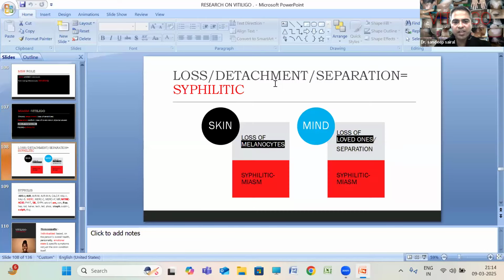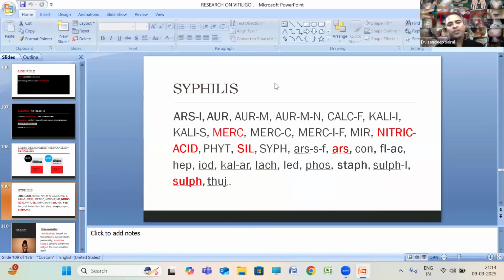So it's pseudosyphilitic. In this also, if you see the skin, there's a loss of melanocytes, and in the mental plane, there's a loss of loved ones, separation. So it's a predominantly syphilitic miasm. Whatever medicines you are giving, if it's working, it's fine. If you have got stuck in vitiligo cases, try to select the medicine from the syphilitic group. That may help you, but that should also cover the mind aspect.